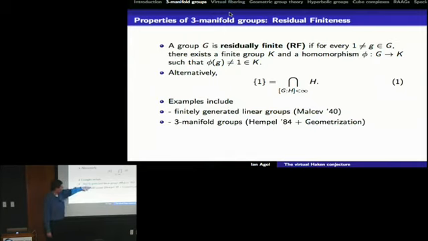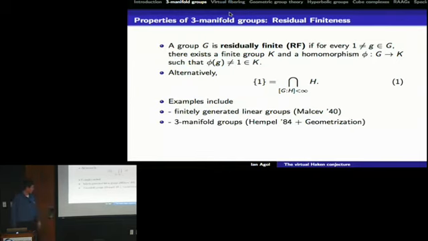So this actually might be a special case of this observation, but it's still not known whether finitely generated three-manifold groups in general are linear. This class of graph manifolds that I mentioned yesterday is in general still not known to be linear, but almost all the other cases are now known to be linear. But anyways, this was proved by Hempel in '84, as a consequence of the geometrization theorem.